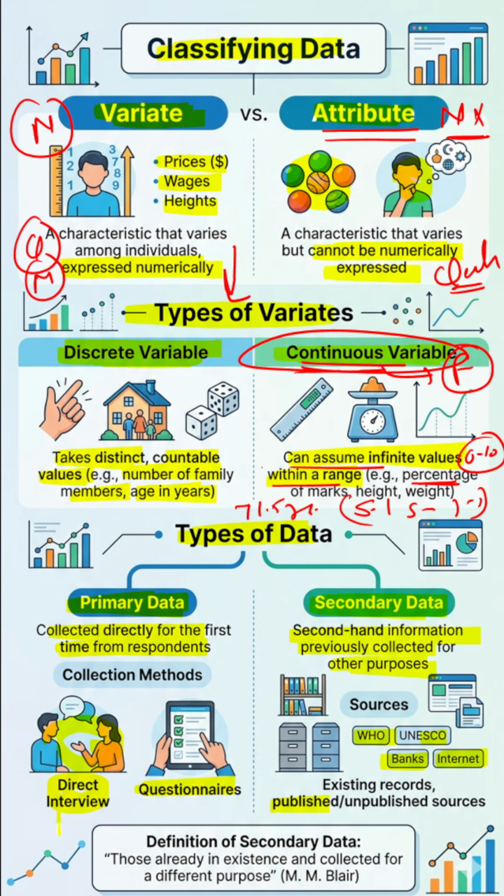These are secondary data. Primary means simply first-time data. Secondary means available information. We call it secondary data. The definition of secondary data is given by Blair: those already in existence and collected for a different purpose are nothing but secondary data, as per Blair.